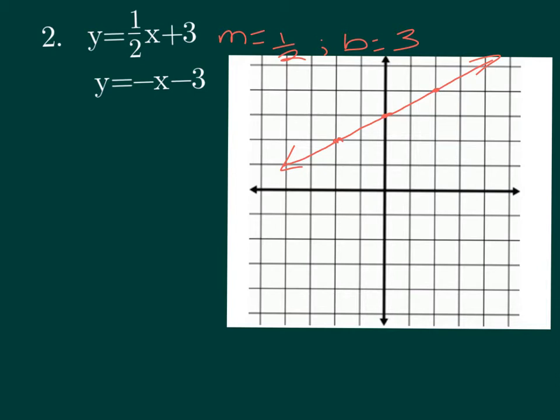Our second one here, y equals -x minus 3. Our slope is -1 over 1, because there's a 1 right there. And our b, or our y-intercept, is -3. So again, we're going to plot -3. And we're going to go down 1, right 1. Down 1, right 1. We could go up 1, left 1. All right, we're going to draw a line here as well. Again, really try to make it as straight as possible.